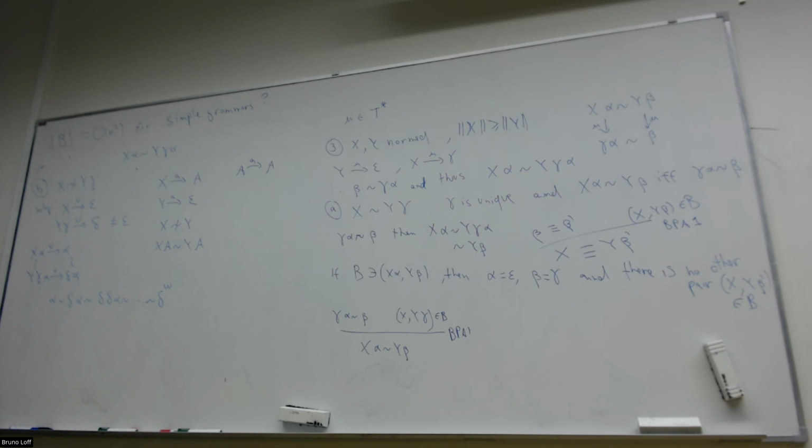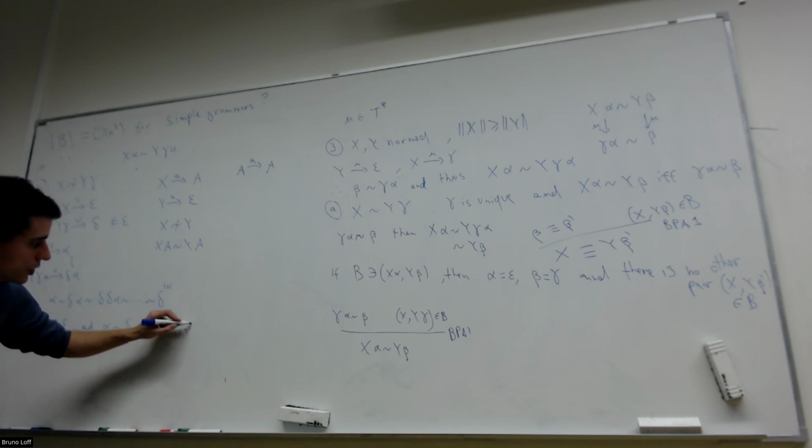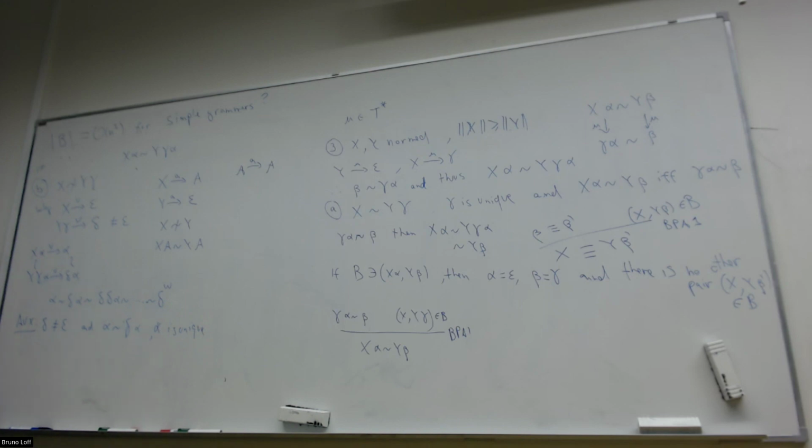So here I'm using this auxiliary result that if delta is different from epsilon and gamma alpha is bisimilar to delta alpha, then alpha is unique, essentially. This would be a leaf in your proof. If you prove that for any alpha and delta, alpha is equivalent to delta alpha, you're done.